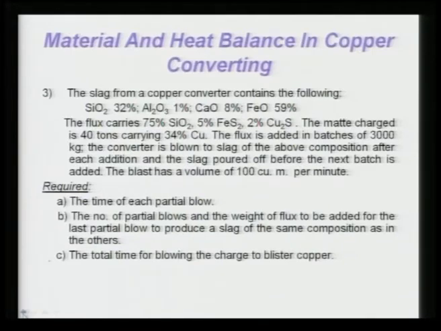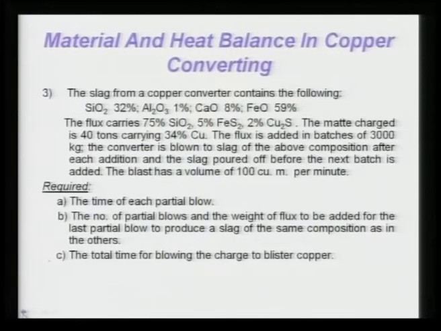The converter is blown to make slag of the above composition after each addition. So, once you make the addition, for the next addition again you make the slag of the same composition as given earlier, and the slag is poured off before the next batch is added. So, every time you are adding 3000 kg of flux, making the slag, removing the slag, again adding 3000 kg of flux, again making the slag and again removing the slag. So, this is going on. The blast has a volume of 100 cubic meter per minute.